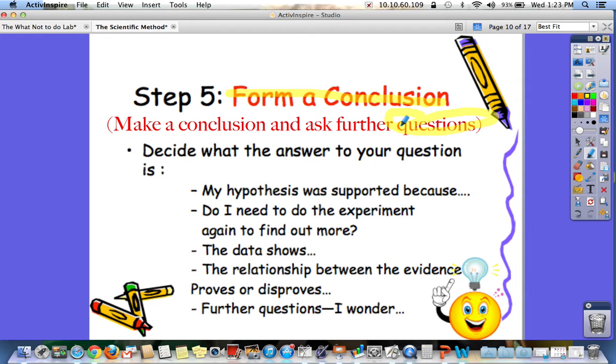It just means that you're going to say, my hypothesis was not supported because, and you can go back and refer to whatever data made you believe that. Or if your data did support what you thought was going to happen, you're going to make a conclusion that says, my hypothesis was supported because you're going to refer back to your evidence and your data to explain why you believe now that your hypothesis was true. Sometimes it might mean that you've got to do your experiment again.